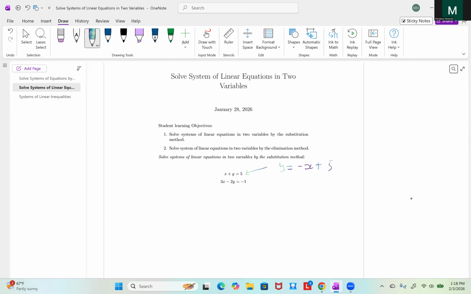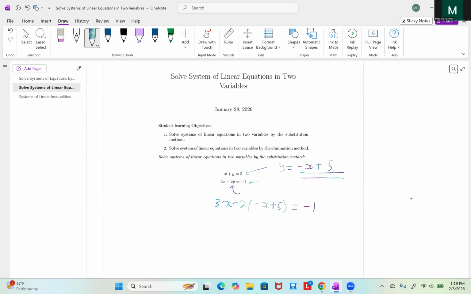Now, we replace y in the second equation by minus x plus 5, because y is the same as minus x plus 5. So instead of writing y, we write minus x plus 5 in the second equation here. So we have 3x minus 2 times (minus x plus 5) is equal to negative 1. So what do we have here? We have one equation and one variable, and we know how to solve an equation in one variable.